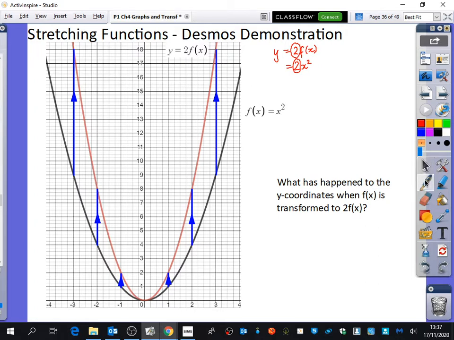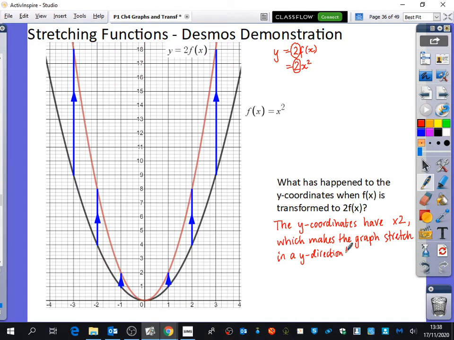So I've said here, what has happened to the y coordinates when f of x is transformed to 2f of x? The answer is that the y coordinates have multiplied by 2, which makes the graph stretch in a y direction. Or we could say that that stretch is vertically.